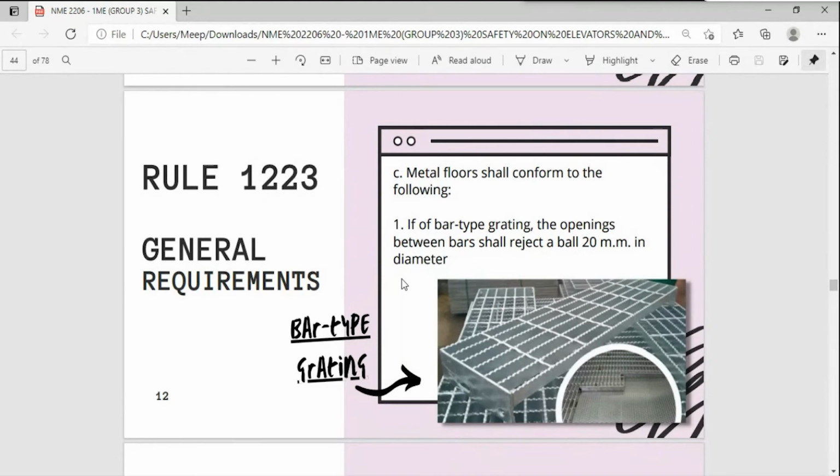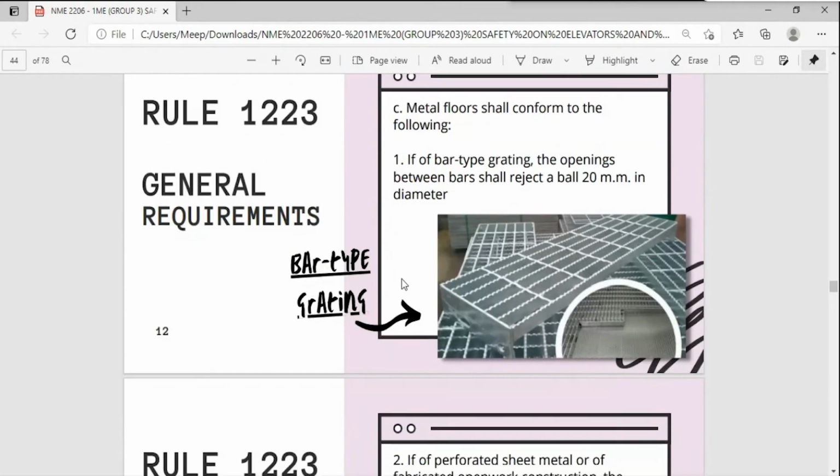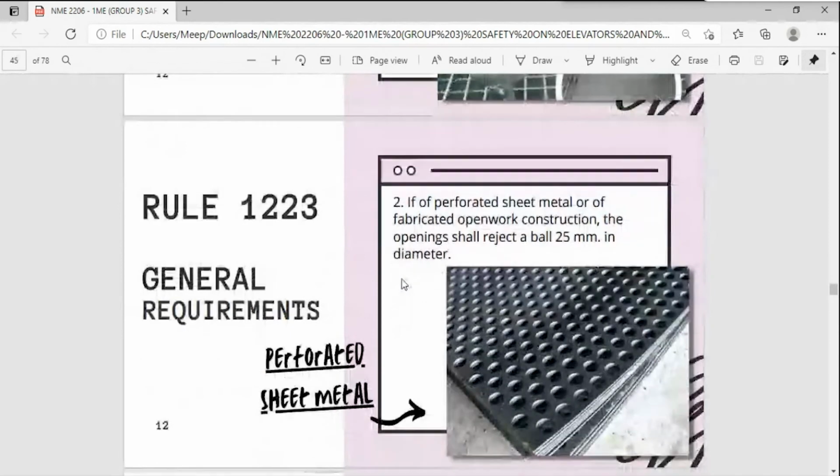Metal floors shall conform to the following. If bar-type grating, the openings between bars shall reject a ball 20 mm in diameter. So kung ganyan yung floor, kailangan niya i-reject yung ball which is 20 mm in size. And next, if perforated sheet metal or fabricated upon construction, the opening shall reject a ball 25 mm in diameter. So dito naman 25 mm yung recommended na size.